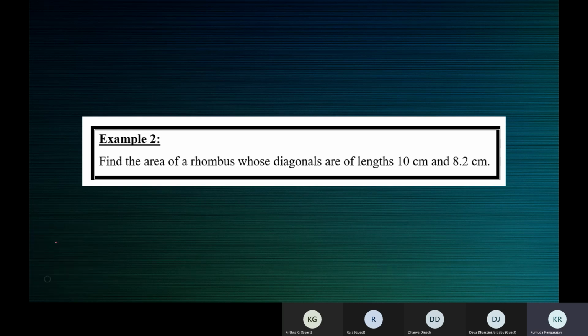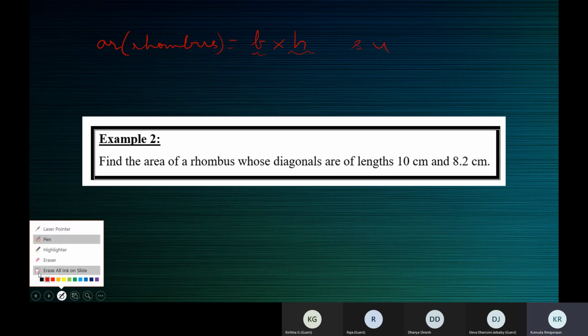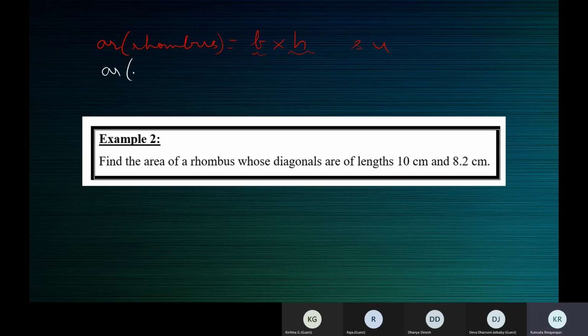So to find the area of a rhombus, we have two formulae. Area of rhombus is equal to base into height, if the information given is regarding the base of the rhombus and the perpendicular height, then you use this formula, base into height square units. If the lengths of the diagonals are given, then area of rhombus is equal to half D1, D2, half into product of diagonals.